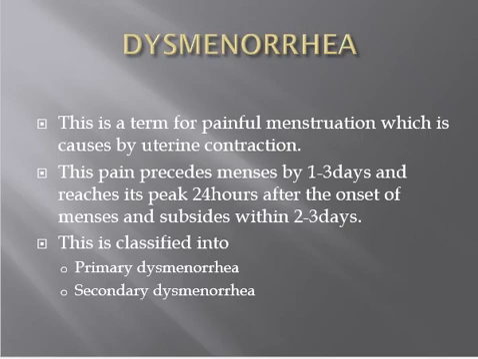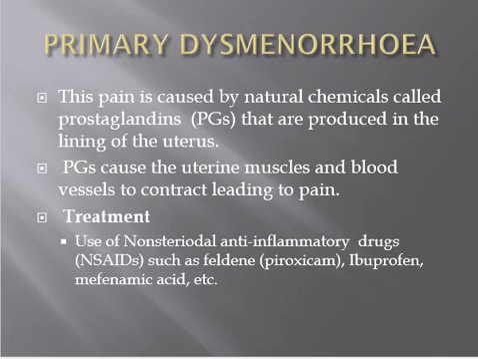Let's talk about primary dysmenorrhea. Primary dysmenorrhea occurs when a chemical called prostaglandin is produced in the uterine lining, and the production of this chemical leads to contraction of the muscle and the blood vessels of the uterus. As the lining of the uterus sheds, that's when the menses starts, the level of this prostaglandin tends to decrease, and that's why the pain reduces within days of the menses.